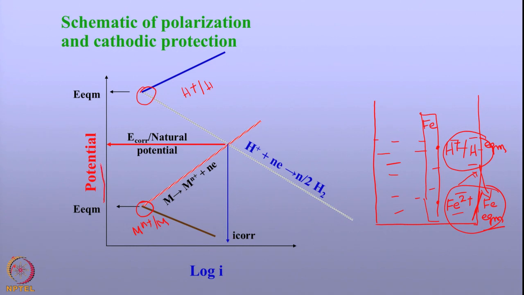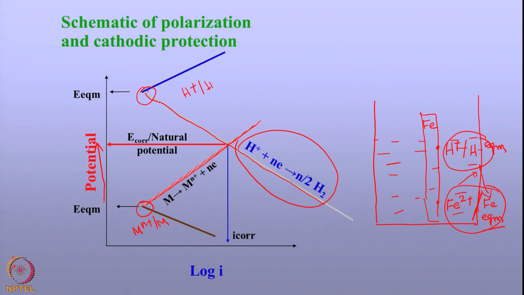So, as you start raising this potential, you see the current starts increasing for the metal oxidation. Similarly, the current for this is also increasing as it is moving towards this potential here. Okay. And that is what is represented in this diagram. This is for the reduction reaction, H plus plus an electron gives you hydrogen. In this case, the metal is getting oxidized to M n plus plus n electrons here.